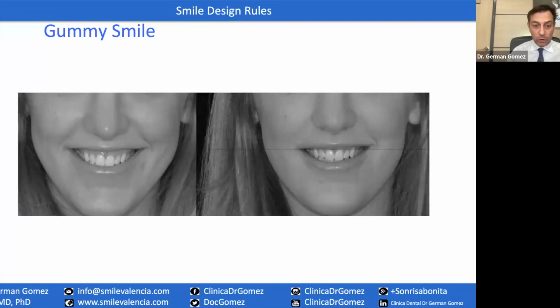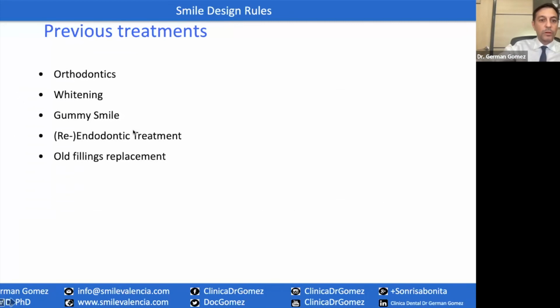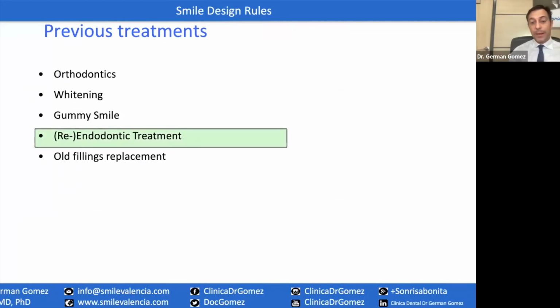Another option would be Botox right here. Sorry, go back and here. Okay, good. Then maybe endodontic treatment, maybe reendodontic treatment to have an overall health of all the teeth, which is very important to start a smile design. Okay.